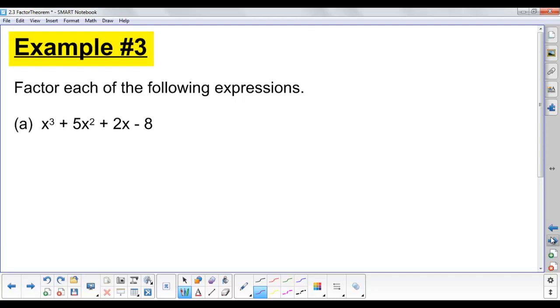So what we're going to do is sub in some values to start off. Now the values you should choose should be a factor of the very last term. So think of all of the ways that you can multiply to -8.